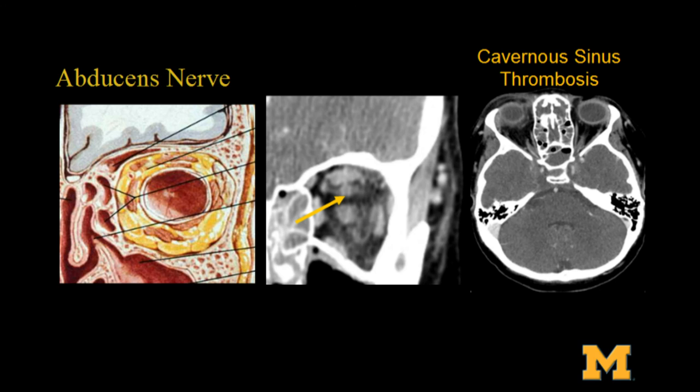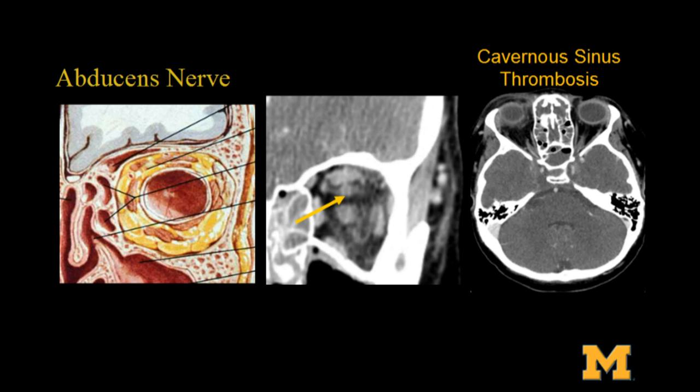So what we did is this study right here, which is a CT venogram. Here is opacification of what? Here's opacification of the transverse sinuses, right? Now, when you look in this area right here, what should also be opacifying here? The cavernous sinus. And it's not, is it, right? So there's no opacification of the cavernous sinus. So this patient actually did have cavernous sinus thrombosis.